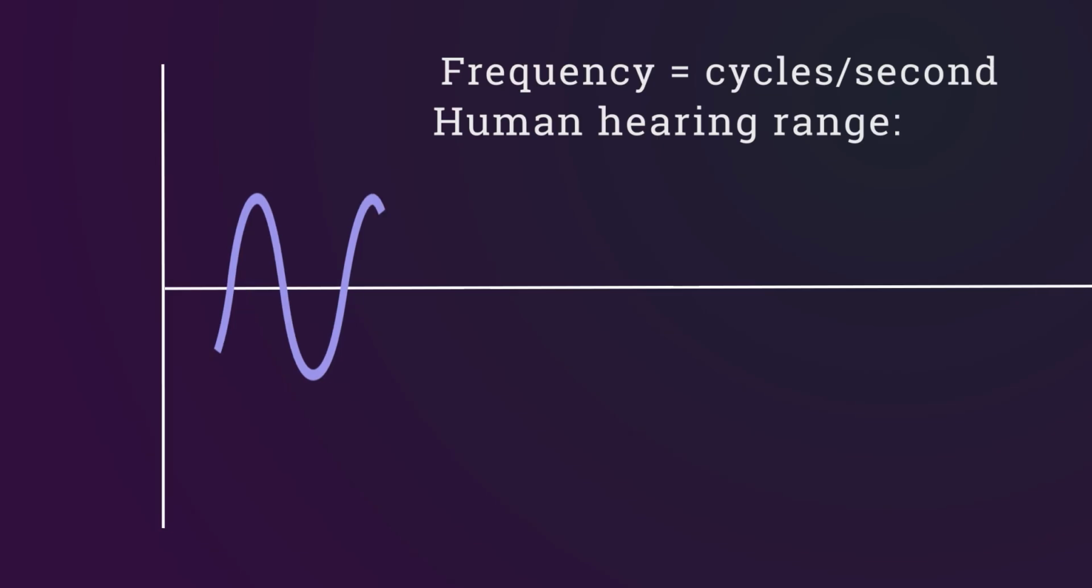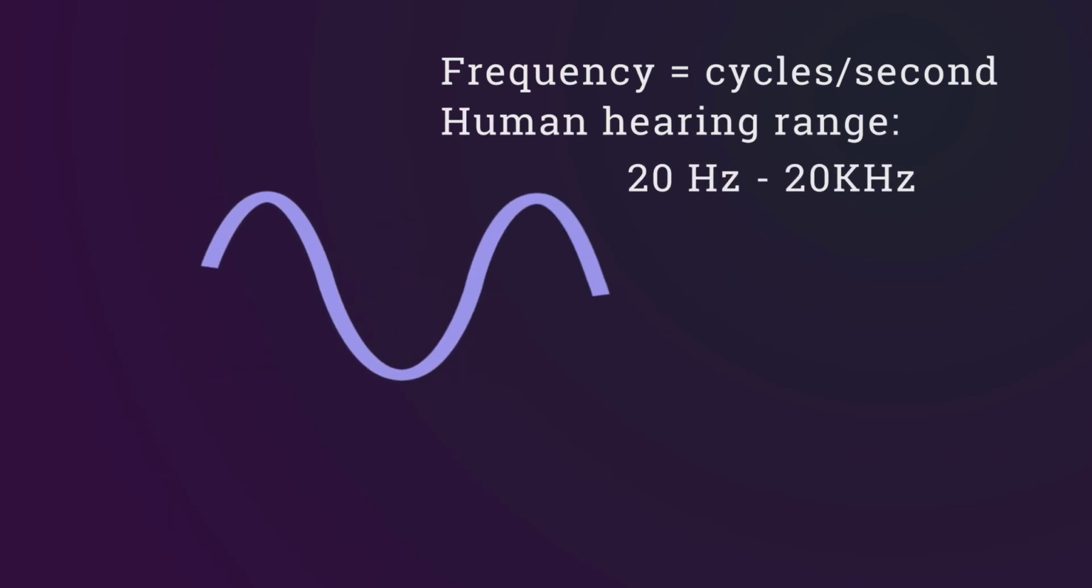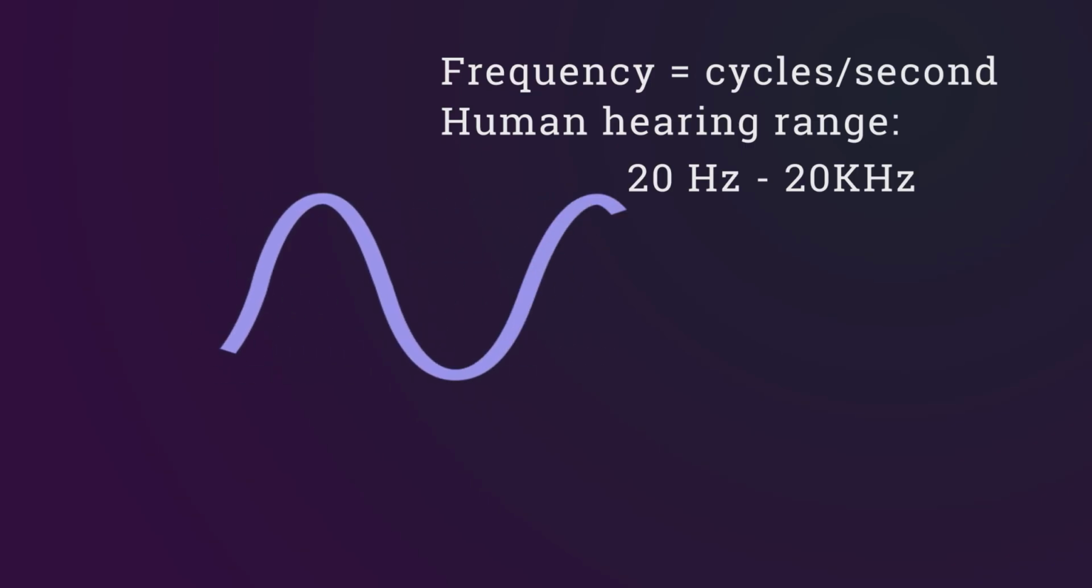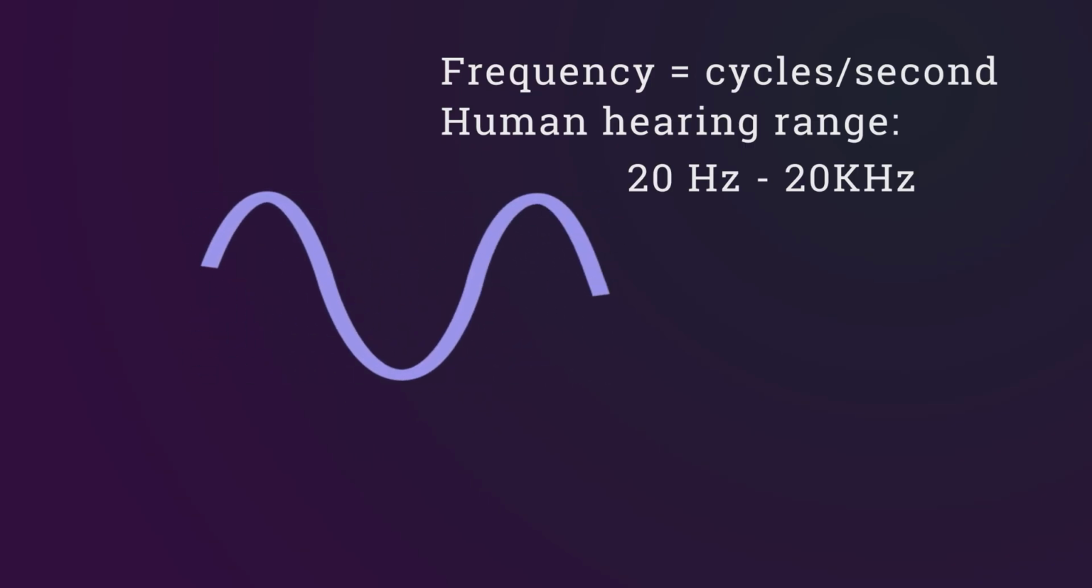The human hearing range is between 20 Hz to 20 kHz. Ultrasound is anything higher than this range. The typical range of medical ultrasound probes is between 1 to 20 MHz.